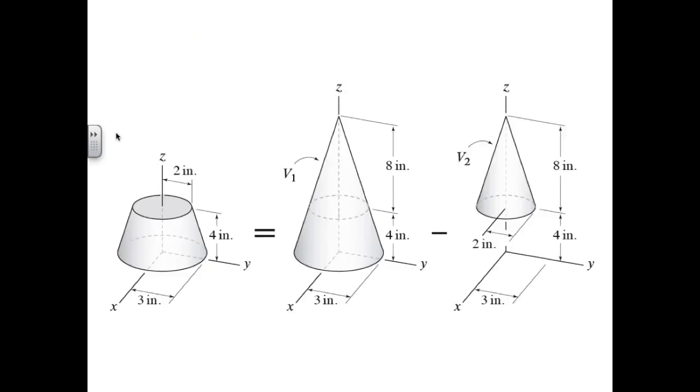Using the composite approach, we can see that this truncated cone could be represented as the difference between a cone of height 12 inches and base radius 3 inches and a cone of height 8 inches and base radius 2 inches.